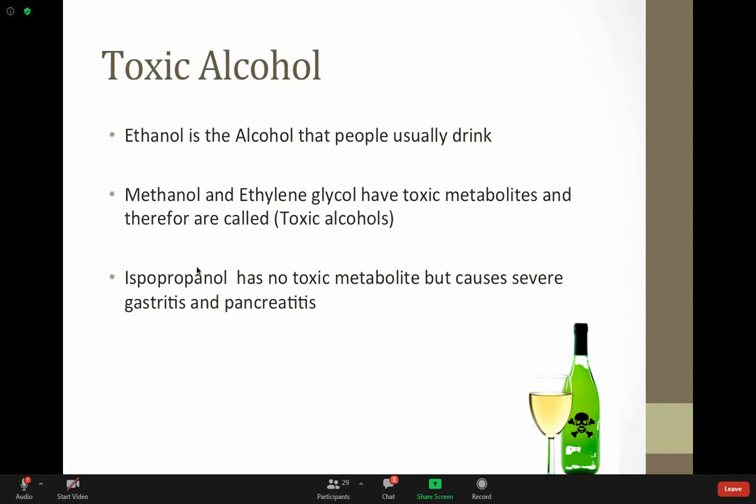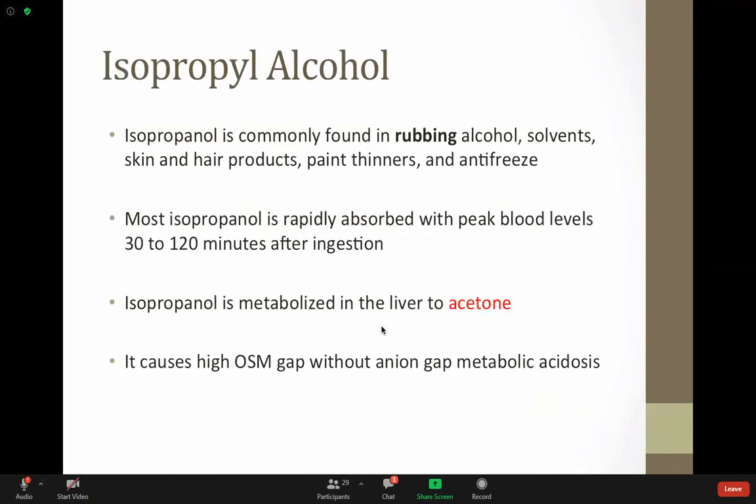Isopropanol is the alcohol that we use to clean our hands in the hospital, the hand sanitizers. Some hand sanitizers have ethanol. In the past, most of it was isopropyl alcohol. Isopropyl alcohol does not have significant toxic metabolism. It's very irritant to the GI tract, and it's known to cause pancreatitis. So gastritis and pancreatitis with isopropanol. Isopropyl alcohol is also called rubbing alcohol because it's the one we use to clean before procedures and to clean our hands when we see patients. It's used in solvents, in hair products, and paint thinners, and antifreeze.